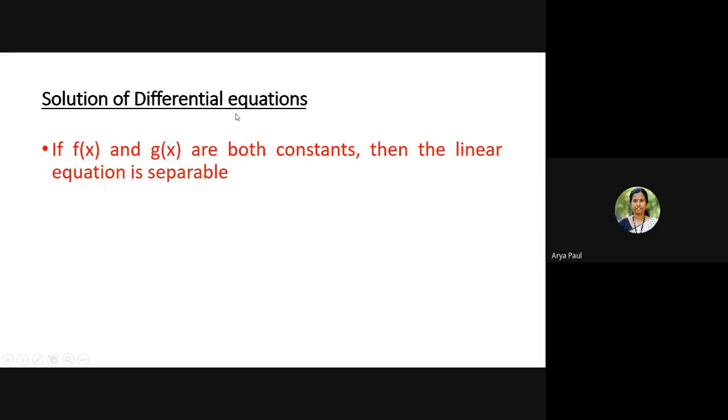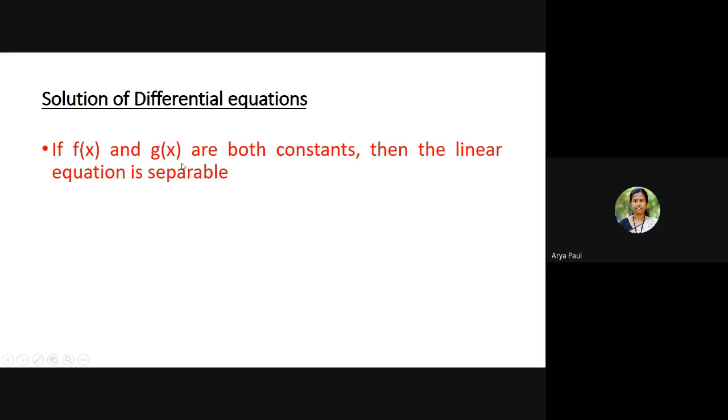That means the value of y, isn't it? Because we are differentiating y with respect to an independent variable x, or dy by dx, or dy by dt. So we need to find out the final solution, or the value of y, the general solution of the differential equation. And here is a simple demonstration of how we can find the solution of a differential equation.